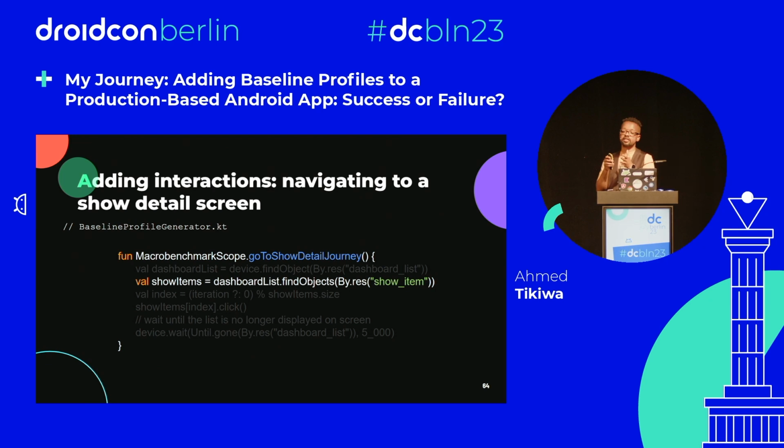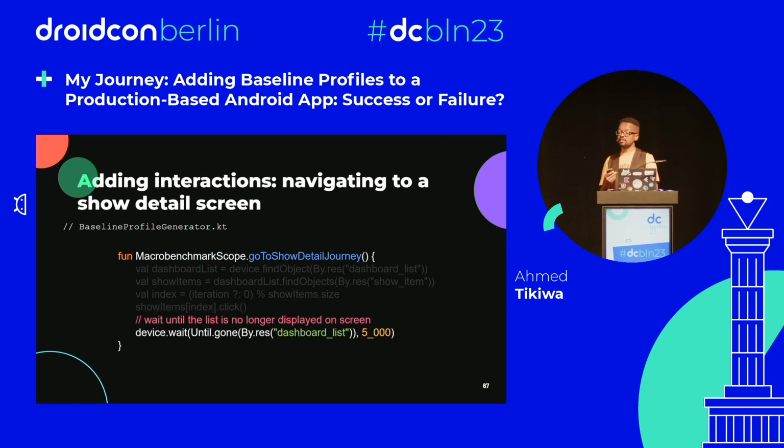Then from the list, finding the composables with the show_item test tag. Then we pick a specific show from the list. Then from the selected index, we perform a click on the show item. We wait until the list is no longer on the screen to mark the navigation as complete.